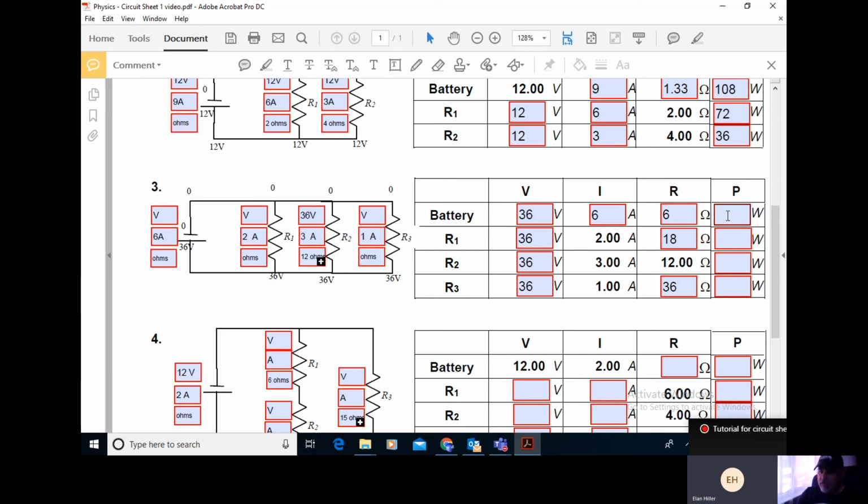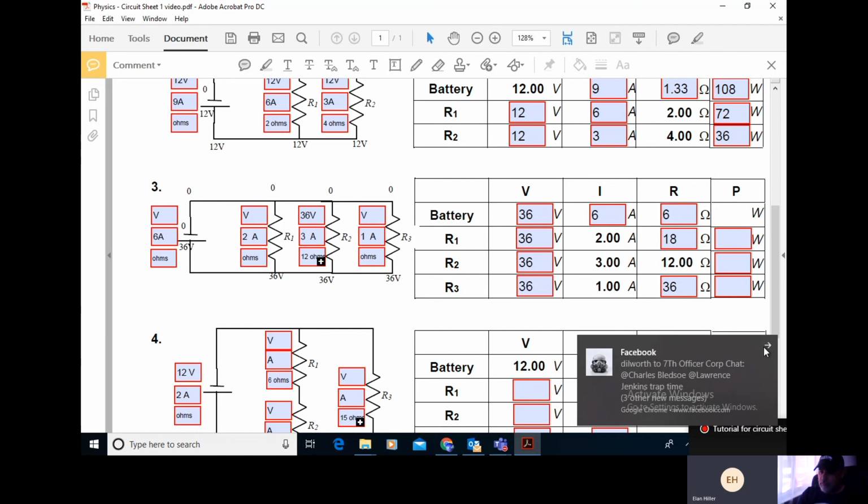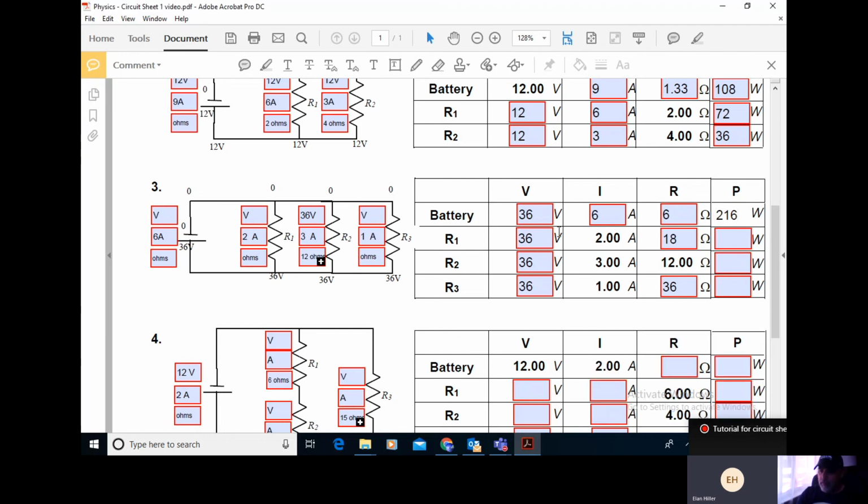Okay, go to your power calculations. 36 times 6 is 216 watts. Resistor 2 is 36 times 2, or 72 watts. Resistor 3 is 36 times 3, which is 108 watts. And then lastly, 36 times 1 amp, or 36 watts. Make sure you add these together. 72 plus 108 plus 36 does add up to 216. We did indeed do puzzle number 3 correctly.